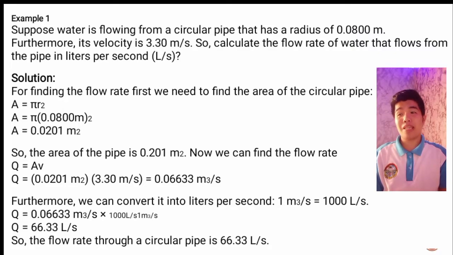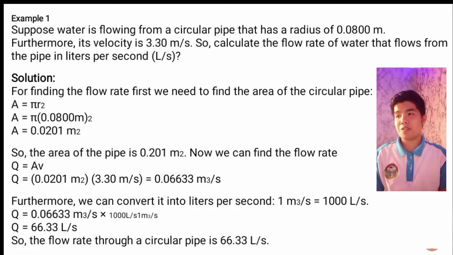Solution. For finding the flow rate, first, we need to find the area of a circular pipe. Since madali lang sana nating i-derive ito gamit yung equation na Q = A times V, which is the area times velocity. Kaso kung napansin nyo sa problem, walang given na area. Kaya hanapin muna natin yung area ng circular pipe, which is pi r squared. A = pi r squared.